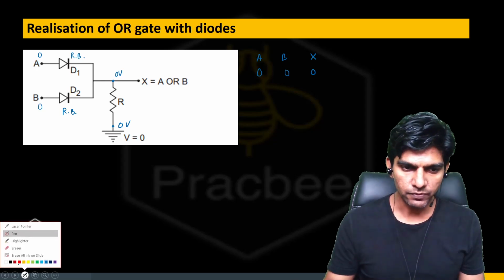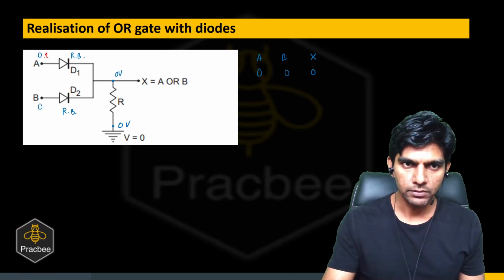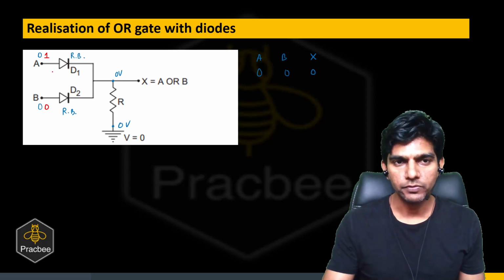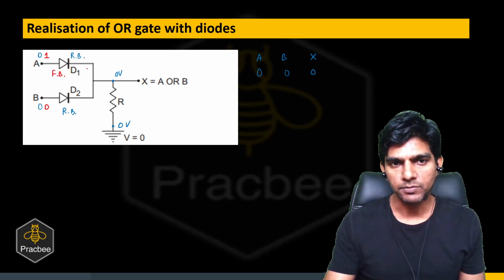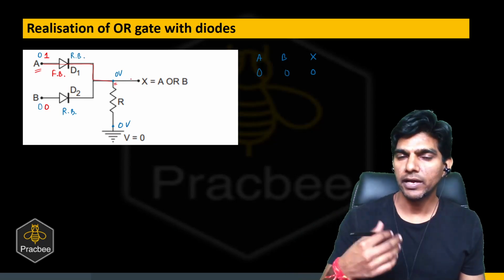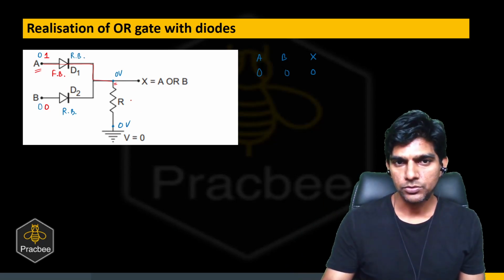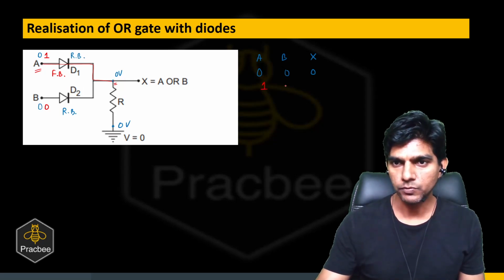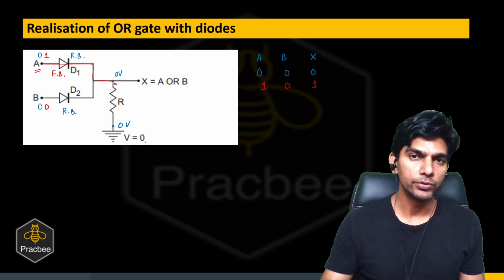But now suppose we make A high and B low. So now the diode D1 will be forward biased. If it is forward biased, then you can see it becomes conducting. If it becomes conducting, then we can say the potential at A will be the same as the potential at X. So at A we have a high potential, or we have a high input. So we'll get a high output, right? Because now the output is directly connected with the input, and that input is high. So when A is 1, B is 0, we'll get a high output.